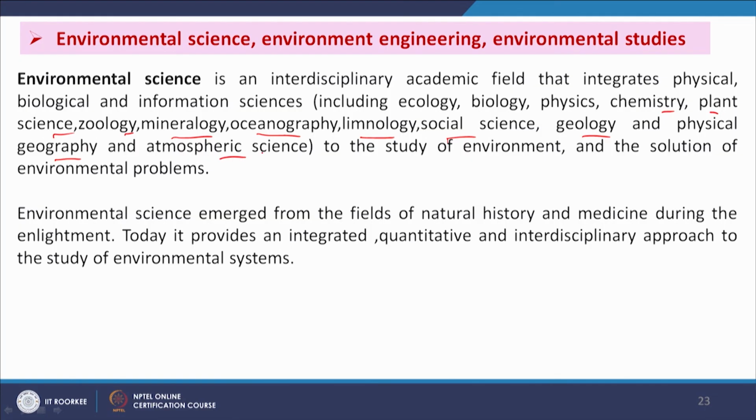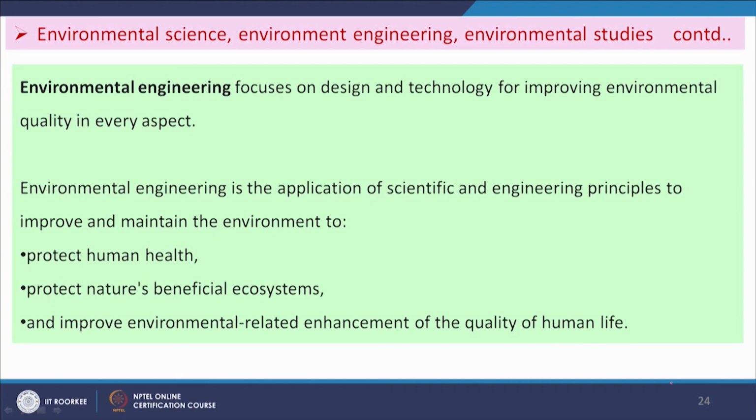Okay. So, environmental science emerged from the fields of natural history and medicine during the Enlightenment. Today, it provides an integrated, quantitative and interdisciplinary approach to the study of environmental systems. And environmental engineering focuses on design and technology for improving environmental quality in every aspect. Environmental engineering is the application of scientific and engineering principles to improve and maintain the environment, to protect human health, protect nature's beneficial ecosystems and improve environment-related enhancement of the quality of human life.